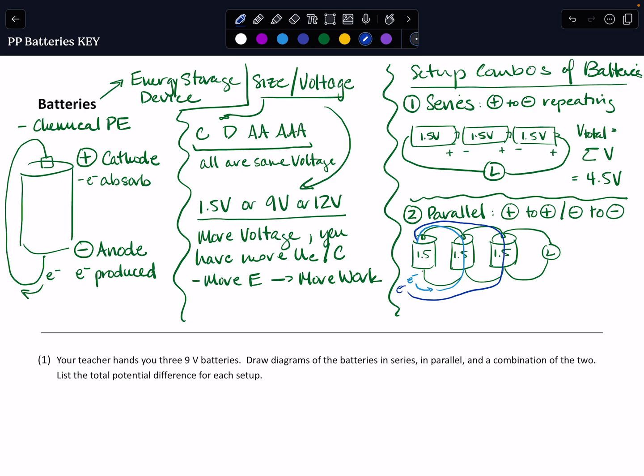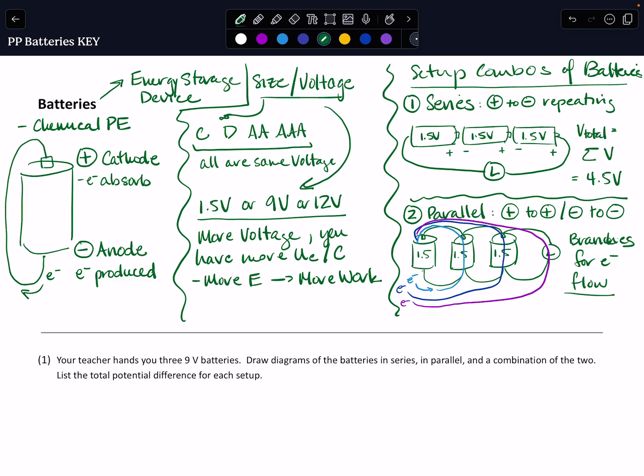Or maybe we have a third option. Let's put him right here. And he comes out and he decides to go through the light bulb and then come back around. So what the parallel setup gets you are branches for electron flow. You really can have a higher current in a parallel setup because you have more places for the electrons to go.